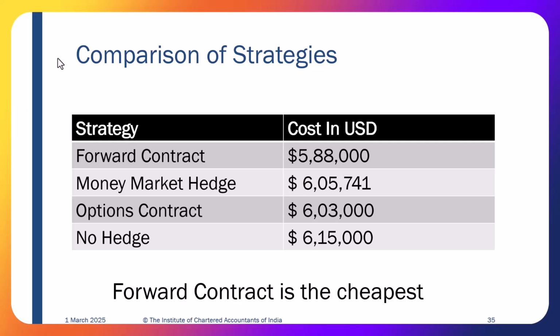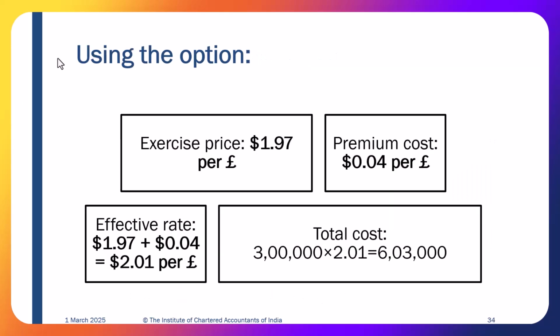Now if you make a comparison, forward rate was 5,88,000, money market 6,05,000, options contract 6,03,000, and no hedge 6,15,000. So the forward contract is the cheapest. Now here you can also solve it like this without going into all the calculation. Exercise price is how much? 1.97. What is the premium? 0.04. Assume that his exercising is right, so this will become his cost of hedging. So it will be 2.01 multiplied by 3 lakh, and you straight away get the answer.